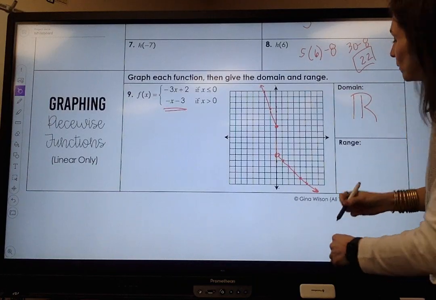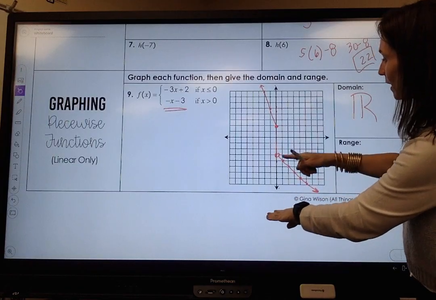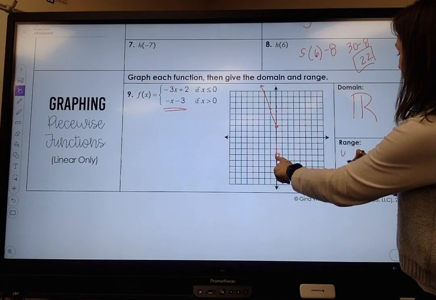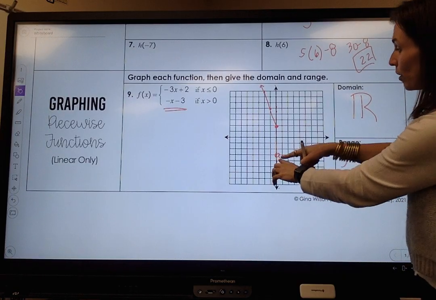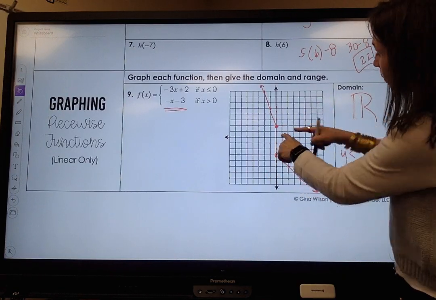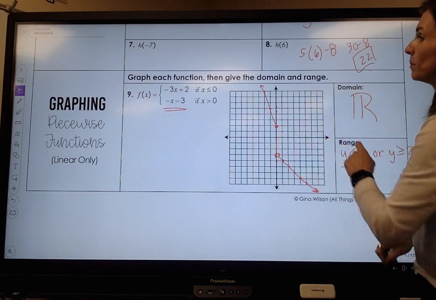My range, remember, range is how far down to how far up. So it's going to go from negative infinity to negative 3. So y is less than negative 3, or y is greater than or equal to 2.